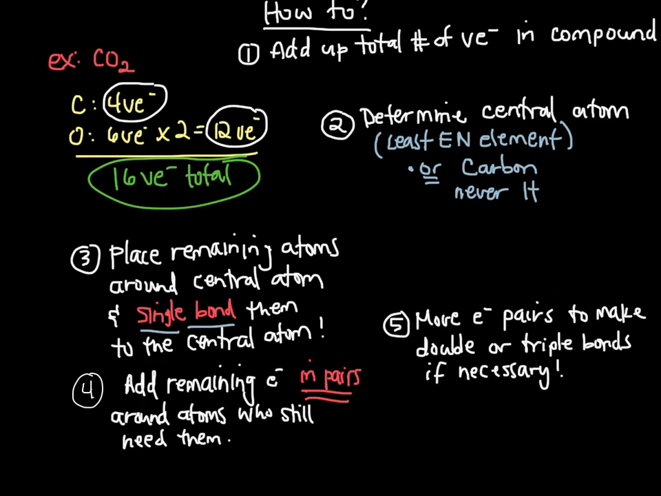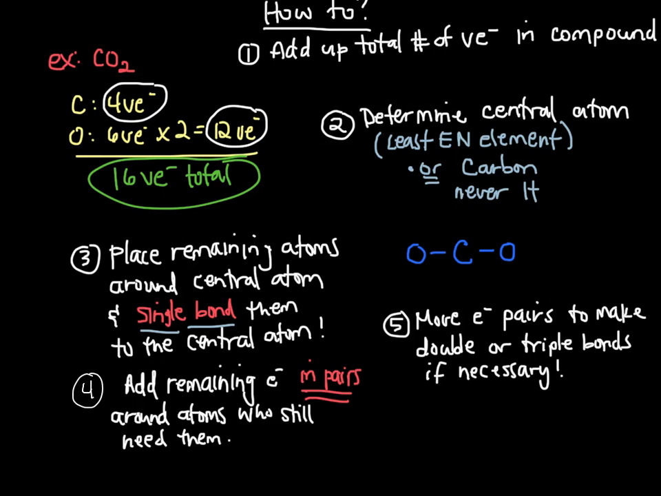So we're going to determine the central atom. Now remember what I told you, the carbon is going to be your central atom if you have a carbon, or it's the first element that's listed in the compound. So we'll put that in the center. And then we're going to place the remaining atoms around the central atom and then add a single bond to each of those. So we'll put an oxygen here, and we'll single bond an oxygen here.